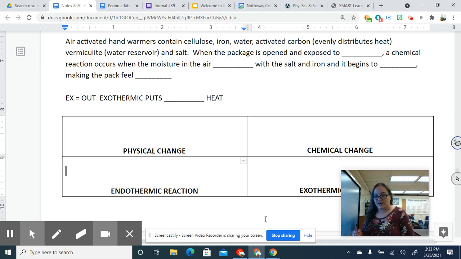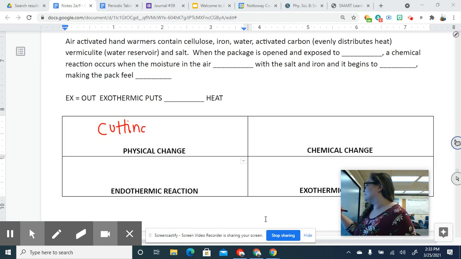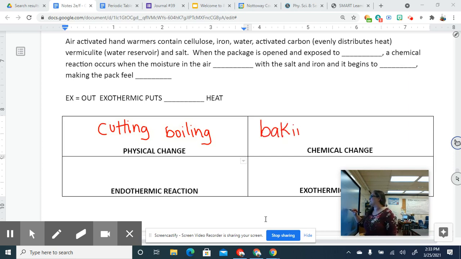So a physical change is something that doesn't make a new substance. So cutting, folding, boiling, freezing are all physical changes. Chemical changes are going to be one where you get a new substance that has new properties. So baking, burning something, leaves changing color. Rust is a chemical change.